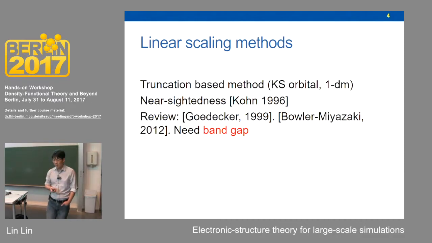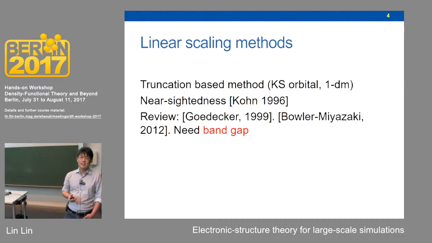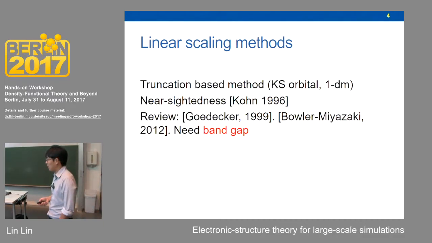You can truncate the 1DM or the density matrix. They're all based on the so-called nearsightedness of electronic matter for gapped systems, as coined by Walter Kohn in 1996. And there have been some wonderful reviews, one a little bit earlier and one more recent, on the development of linear scaling methods in the past 2 decades or so. So all of these methods are applied to systems with band gaps, which means that they fundamentally fail or shouldn't be expected to work well when you apply them to systems without a gap, for example, metallic systems.